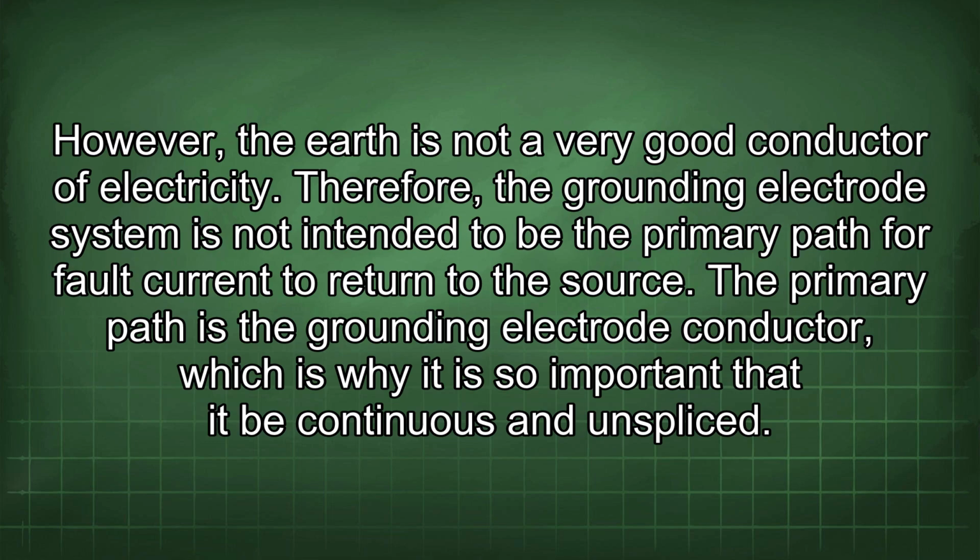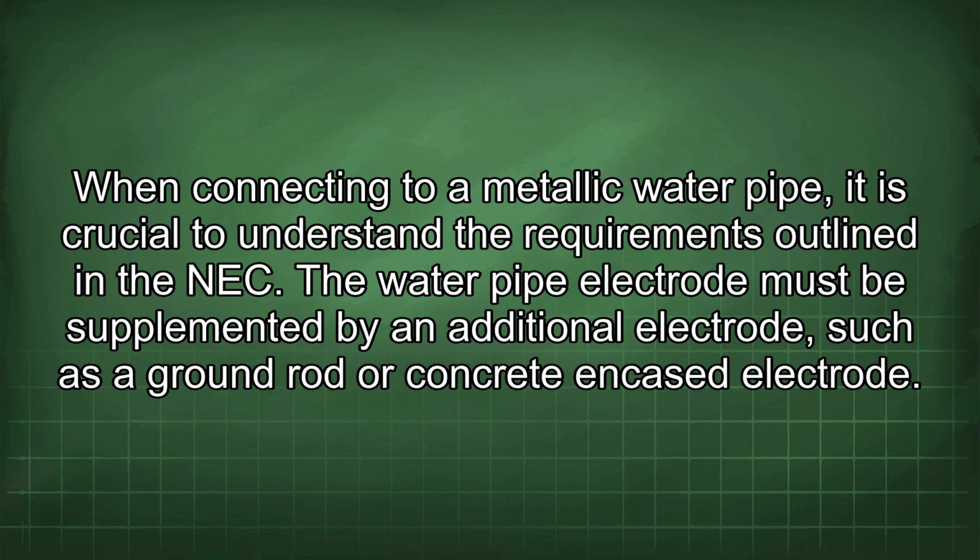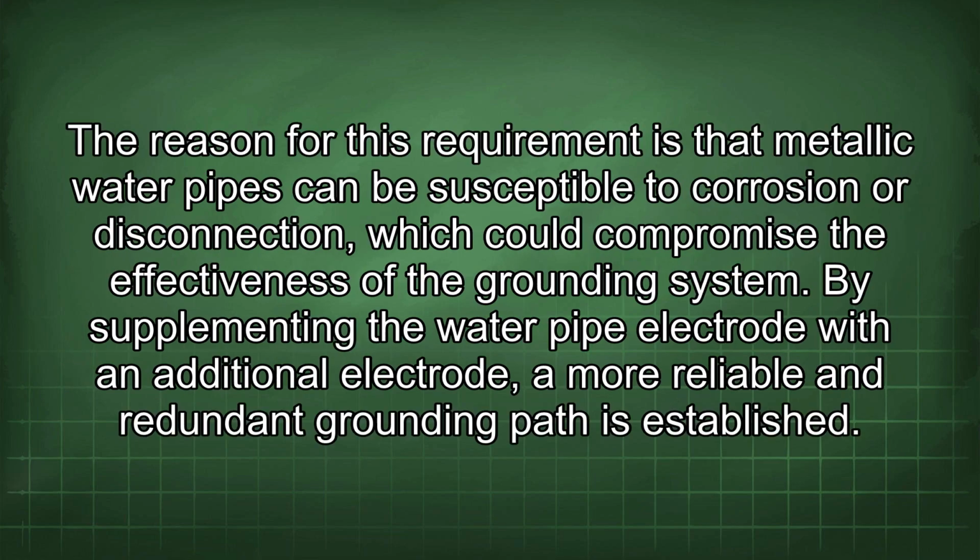and unspliced. When connecting to a metallic water pipe, it is crucial to understand the requirements outlined in the NEC. The water pipe electrode must be supplemented by an additional electrode, such as a ground rod or concrete encased electrode. The reason for this requirement is that metallic water pipes can be susceptible to corrosion or disconnection, which could compromise the effectiveness of the grounding system. By supplementing the water pipe electrode with an additional electrode, a more reliable and redundant grounding path is established.